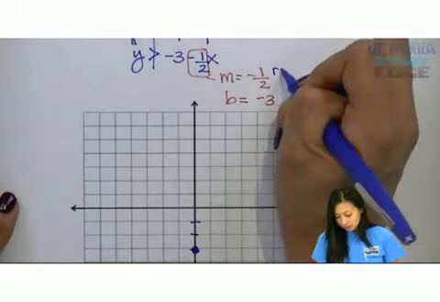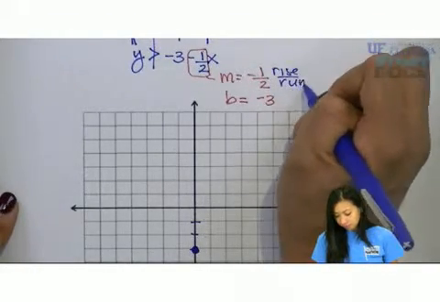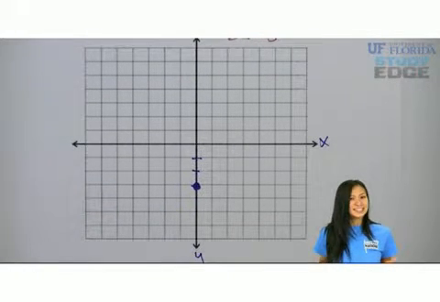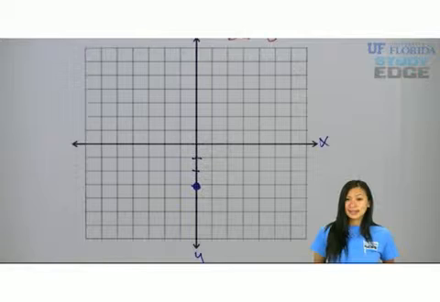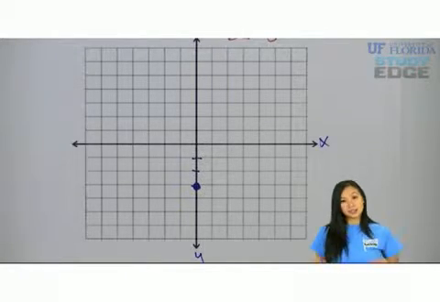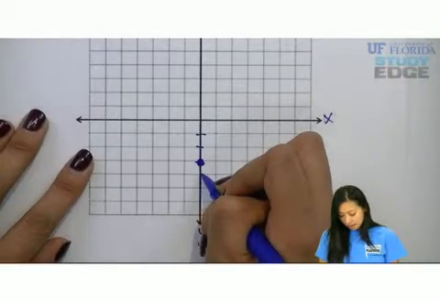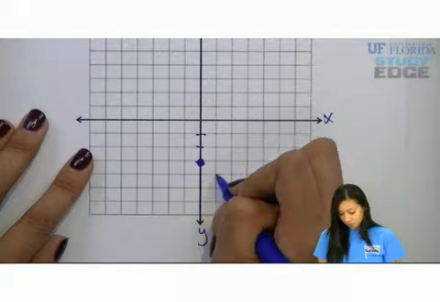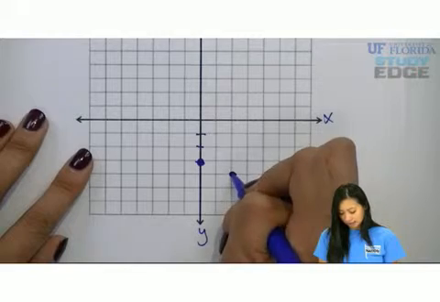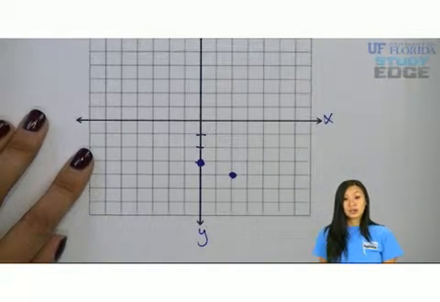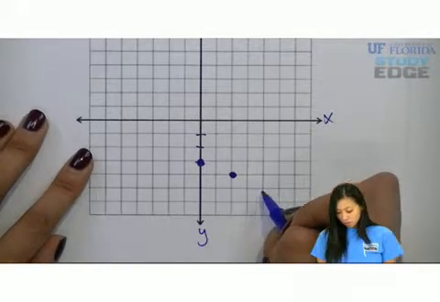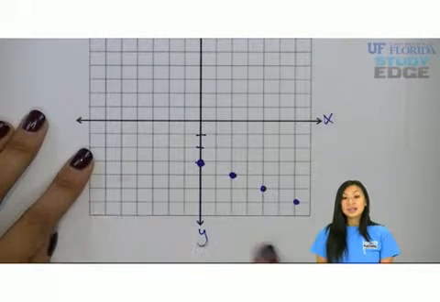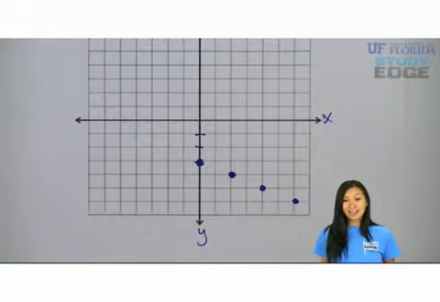Remember, slope is rise over run. So my rise is negative 1. What does it mean to rise negative 1? Negative 1 unit means to go down 1 spot. I'm going to go down 1, and I'm going to run 2, positive 2, so I'm going to go over 2 spaces to the right. I can keep going to create more points. Down 1, over 2. Down 1, over 2. Now that I have a few points, I can graph.